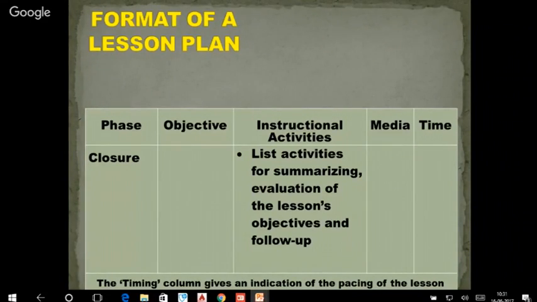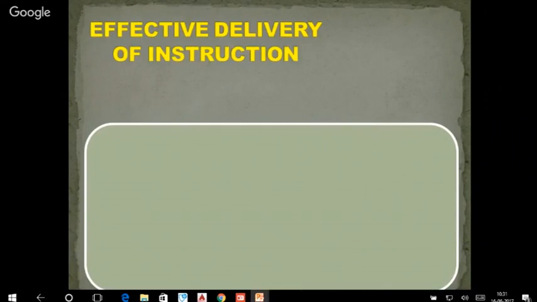So timing column gives an indication of the pacing of the lesson. तो ये टाइमिंग भी गलत हो सकता है, आप पहली बार पढ़ा रहे हो तो अगली बार इसको अच्छे से टाइमिंग कर सकते हो, right? Now the second component of today's presentation is how to deliver instruction effectively.